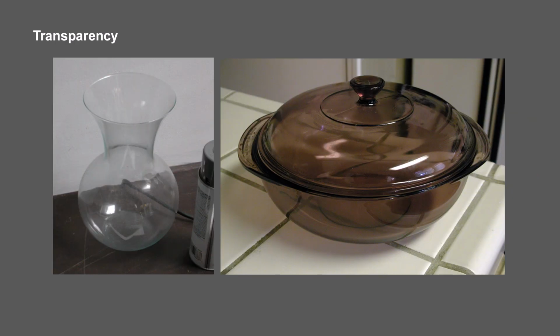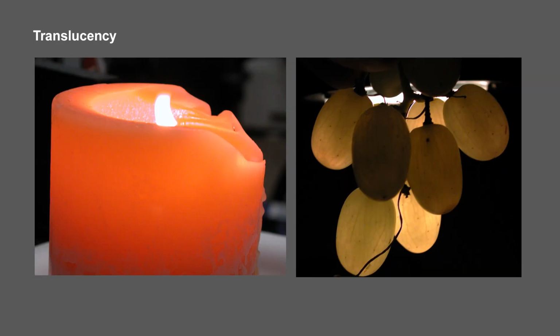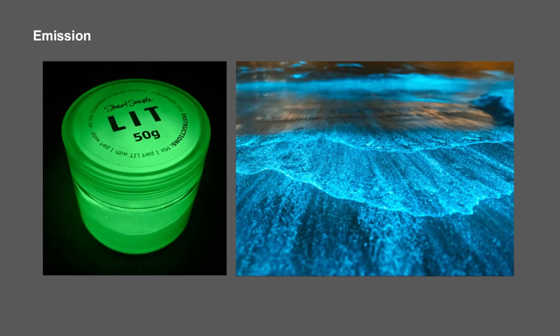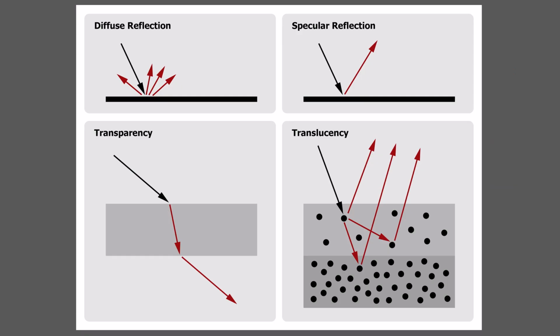Then there's transparency, which is anything that you can see through. So one of the best examples of that would be glass. Then there's translucency, which also lets you see through, but instead of seeing things directly through, you're actually seeing just the light coming through something. So examples would be, for example, candles or grapes or various fruit, where if you put a light behind it, you can see the light coming through the surface. And then finally emission. And emission is not actually a reflected light, it is light coming from the actual object itself. So that would be like glow-in-the-dark paint, or on the image on the right, certain kinds of algae actually have this property.